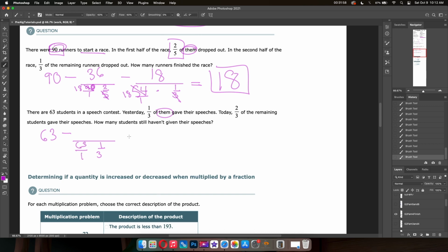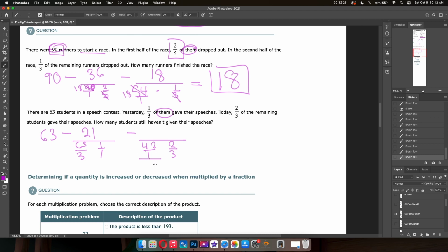Today, 2/3 of the remaining. We don't know the remaining yet because we need to do this computation first. And so I'm going to do my bait and switch. So I'm going to flip my 3 and my 1. What is 63 divided by 3? That is 21. And so what is 63 minus 21?